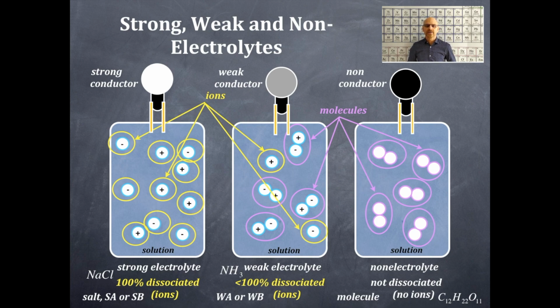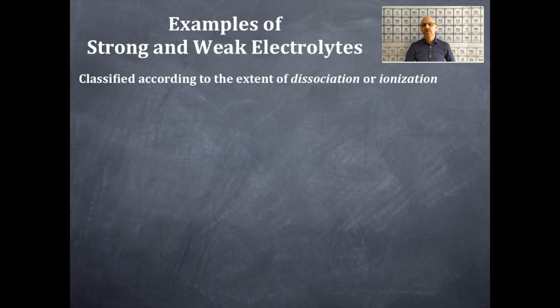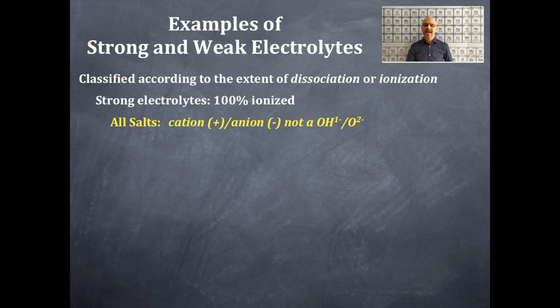Okay? All right. So some examples of strong and weak electrolytes are as follows. Okay, according to the extent of classification. So strong electrolytes, 100% dissociated, all salts. So these are a cation and an anion combination, but they cannot be a hydroxide or an oxide because those are going to be bases.